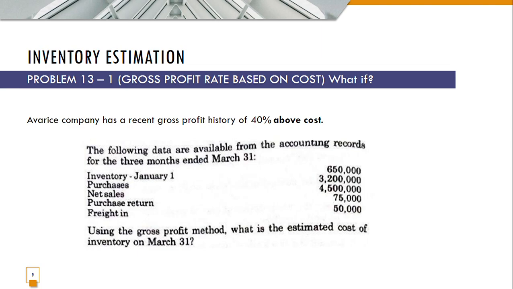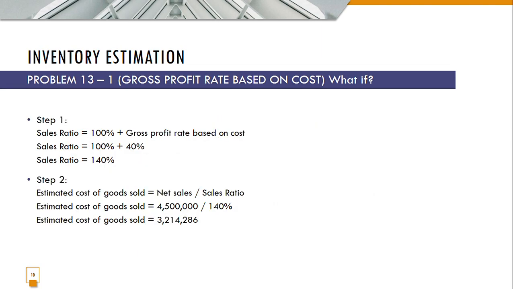So, average company has a recent gross profit history of 40% above cost. So, what does that mean? That simply means that your sales versus your cost of goods sold will be 140%. So 100% plus your GPR based on cost. So since sales is 140% of cost, you have to divide net sales by the sales ratio to arrive at the estimated cost of goods sold. So 4.5 million divided by 140%, so we get 3,214,286.